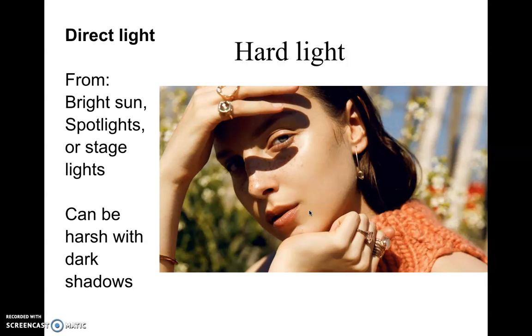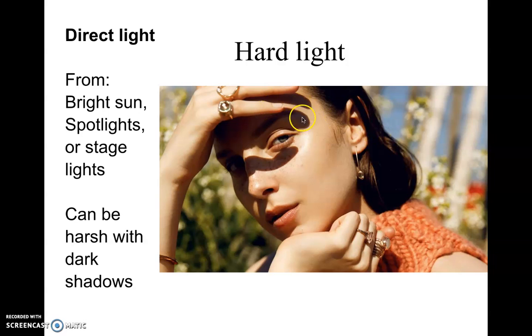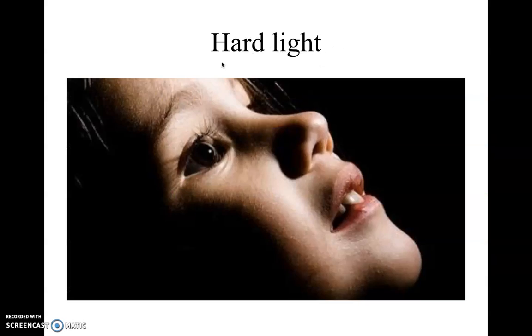So how do you get hard light and soft light? Well, hard light is from really bright sun, or if you wanted to do it as an effect, like with spotlights like this on a stage, you can see there's really a big contrast between the light and the dark, the bright and the shadow, and that is called direct light.